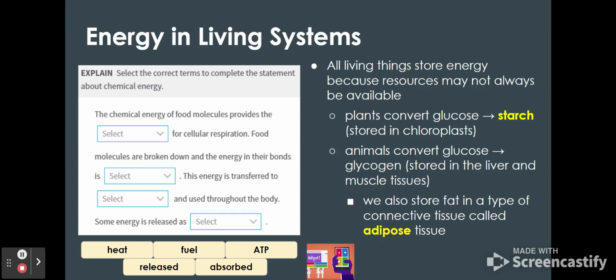Okay. Now, select the correct terms to complete the statement about chemical energy. The chemical energy of food molecules provides the blank for cellular respiration. Food molecules are broken down, and the energy in their bonds is blank. This energy is transferred to blank and used throughout the body. Some energy is released as blank.